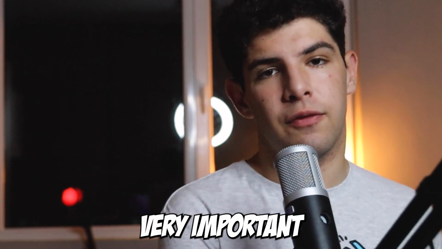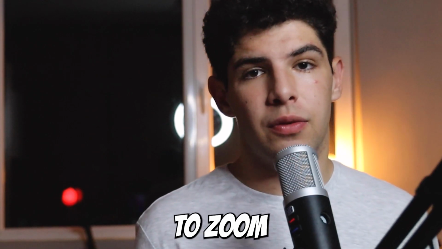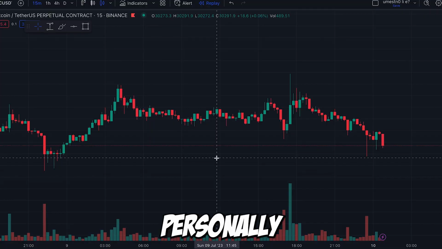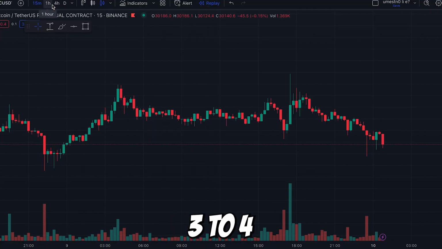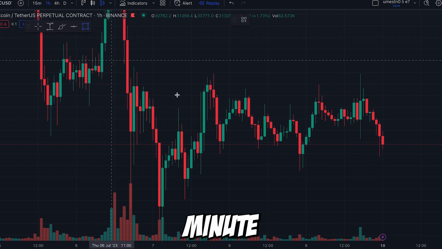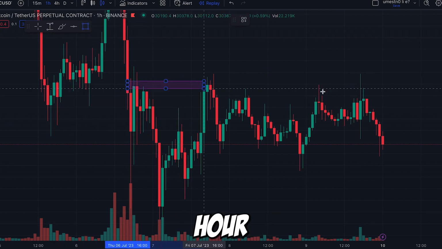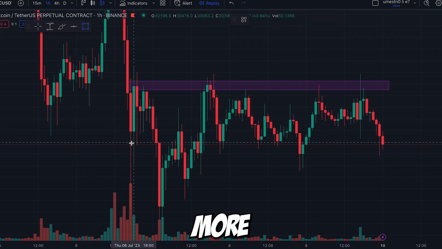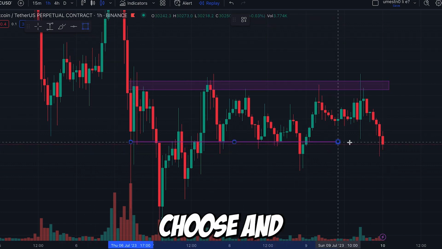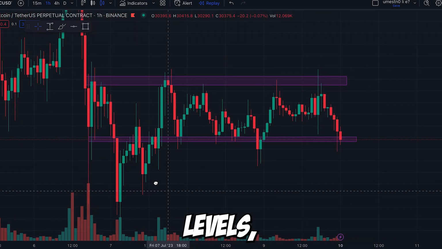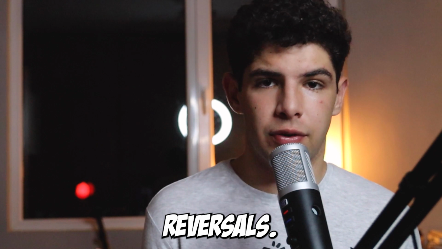Advice number 3 is very important, and it is to zoom out on a bigger time frame when you're trying to find support and resistance levels. I personally zoom out 3 to 4 times on my initial time frame. So let's say I trade on 15 minute, I zoom out to the 1 hour time frame to find key levels. This way you're actually more picky about the levels you choose, and price is more likely to react quickly off of those levels, which is great if you trade reversals.